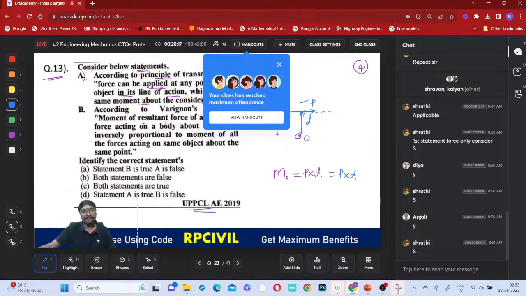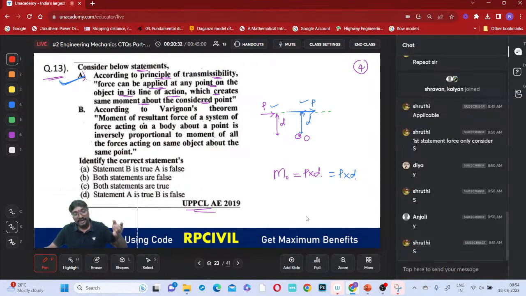Is that okay, everyone? That is correct only. That is the principle of transmissibility. We can shift the load from one place to another place, but that shifting must be along the line of action of this force only, and it should create the same moment about the particular point considered as before. Is that clear, everyone, the first statement? Is the principle of transmissibility clear?